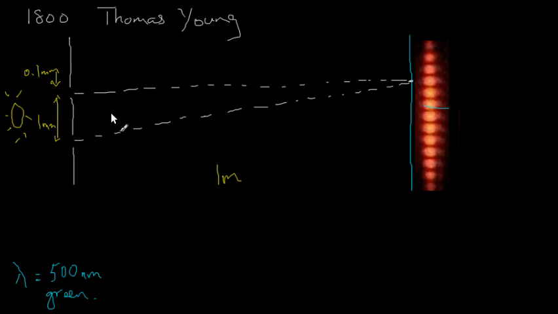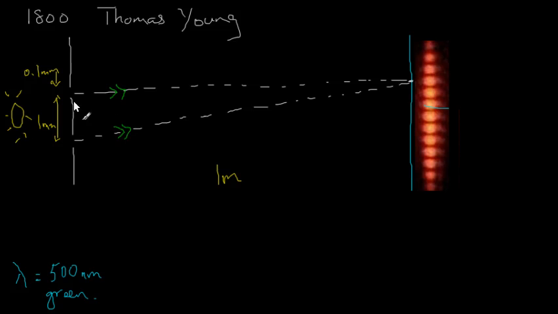So I've drawn this spacing in an exaggerated way. This looks quite big. This doesn't look that small compared to this. But if I actually set this up, this distance would only be very small. And so those two lines are going to be almost parallel.